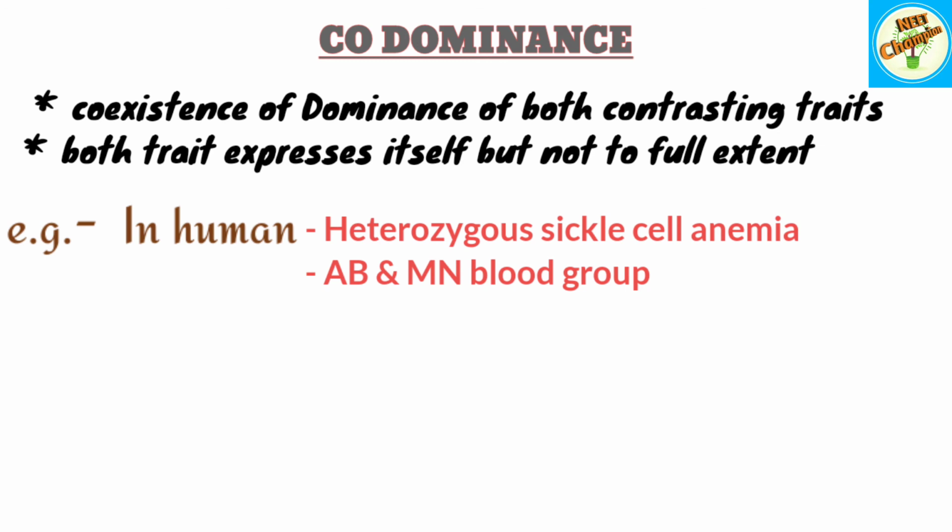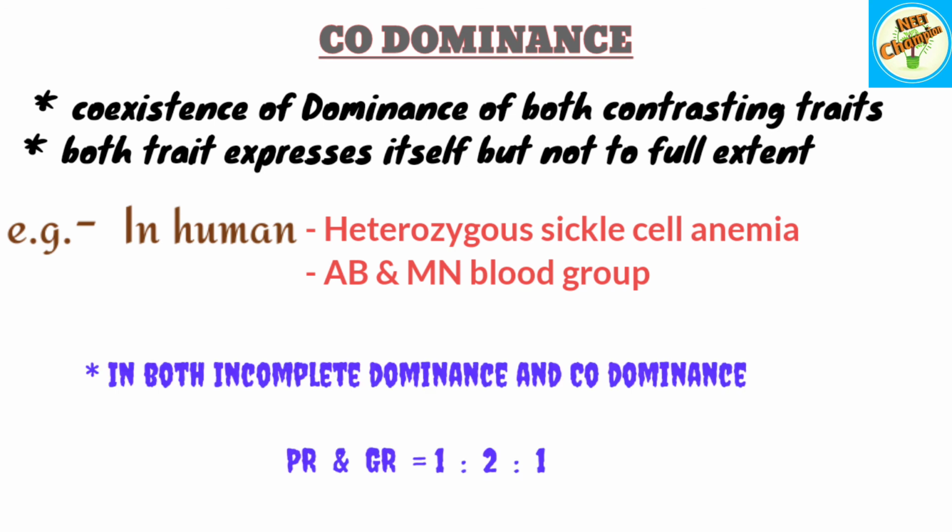Now in both incomplete dominance and codominance, the phenotypic and genotypic ratio comes to be 1:2:1.